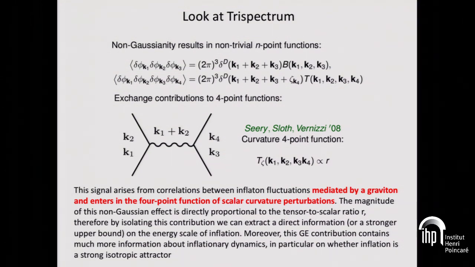So one physical effect that happens is the graviton exchange. The graviton exchange is nothing else than the graviton that is being exchanged at horizon crossing between four scalar fluctuations. Okay? And that is going into the trispectrum, and this is what non-Gaussianity does to you. It just generates non-trivial n-point functions. So what we did is actually to look at this graviton exchange and see if it was possible to actually measure this process from the large scale structures. So how do you do that?